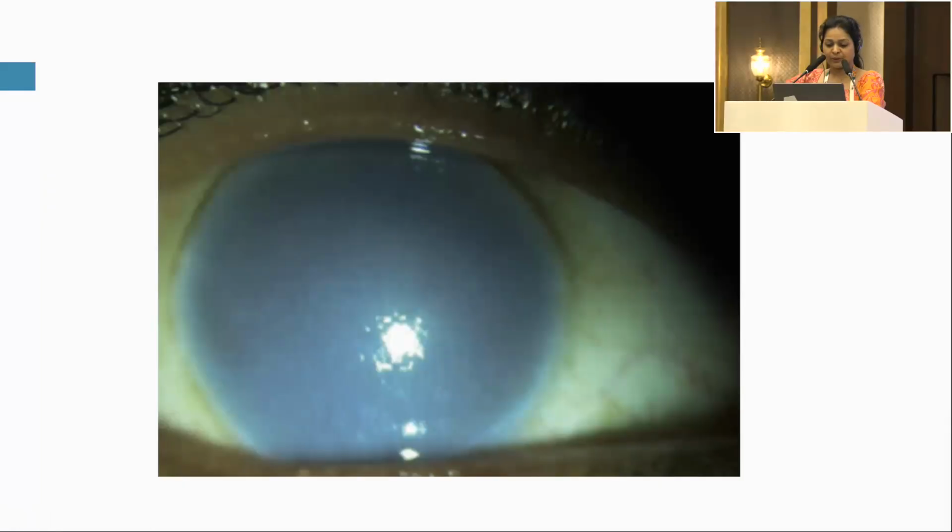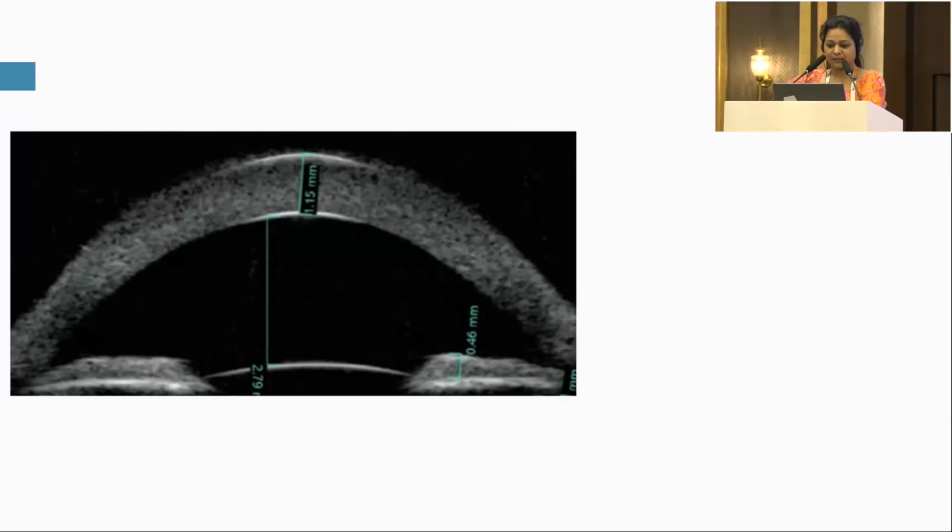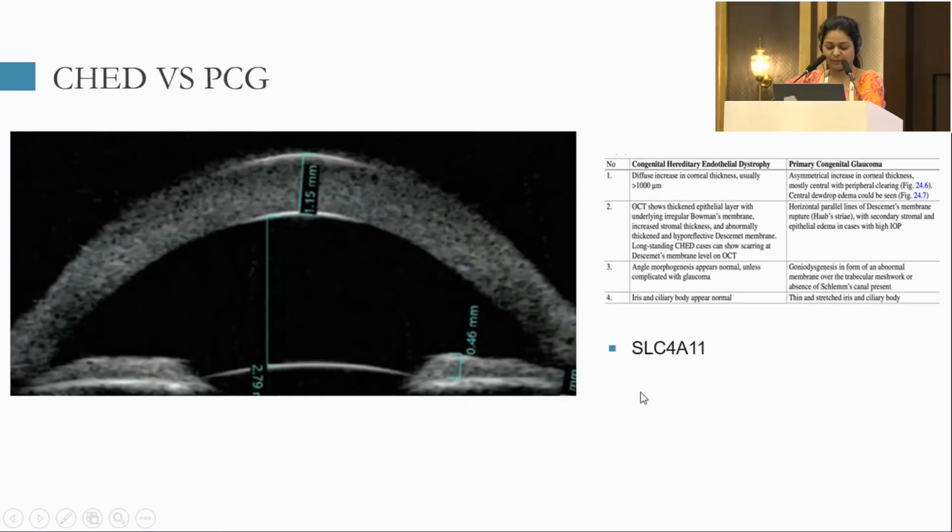Since the IOP was also not so high, we went on to do genetic testing, and this child came out to be positive for SLC4A11 mutation, confirming the diagnosis of SHED. And when we look at the differences between the two etiologies, of course, the corneal thickness, which is uniformly thickened, unlike in the first case where it was central corneal edema, this cornea is uniformly thickened and usually more than 1,000 microns in thickness. And the OCT will show you the epithelial layer, which is thickened with underlying irregular Bowman's membrane.